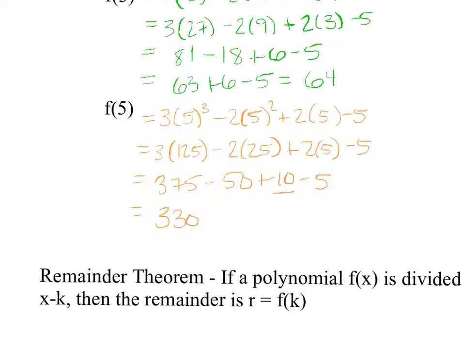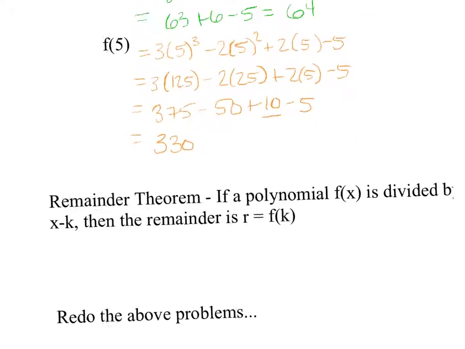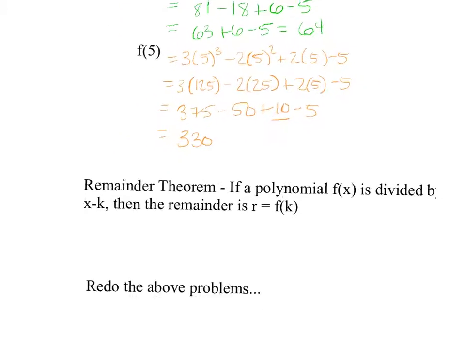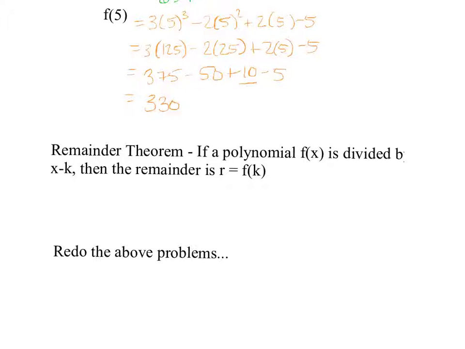What I want to point out is, here's the remainder theorem, and you should write this down, take your notes. So if a polynomial f of x is divided by x minus k, then the remainder is r equals f of k. I'm going to explain what that means in a second, but why don't you go ahead and write that down. Hit pause so you can write it down, otherwise I'm going to keep on talking.